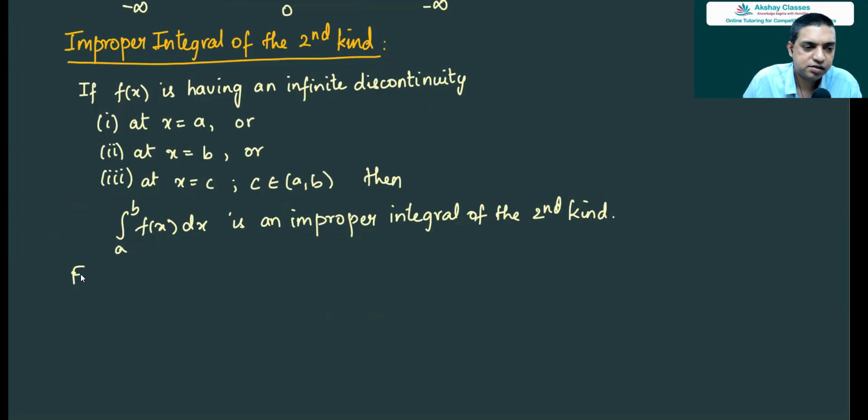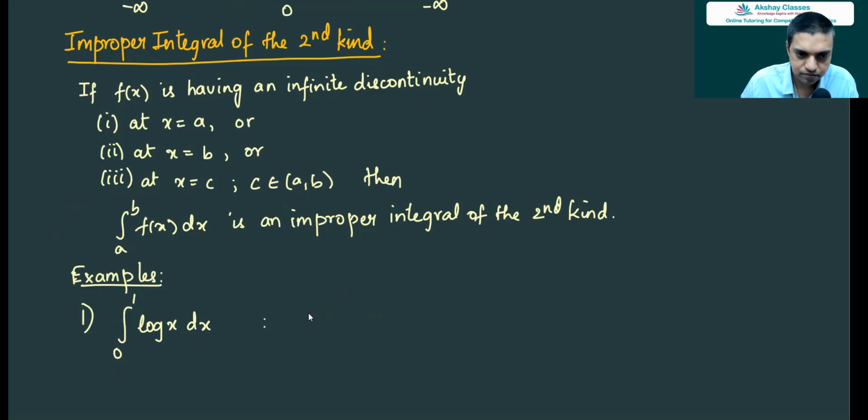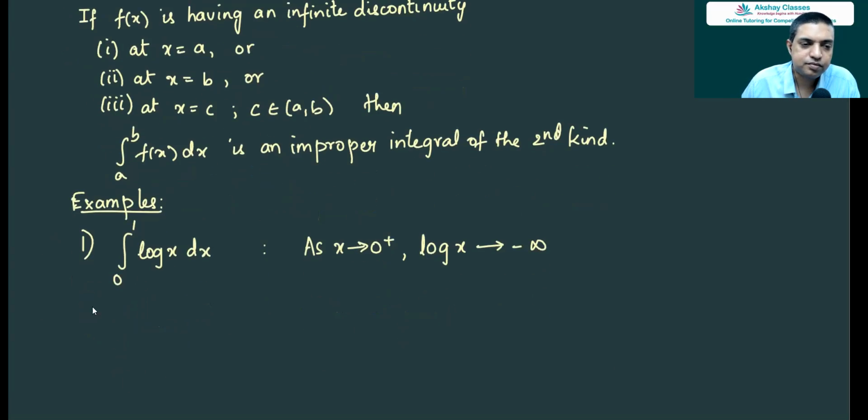So examples. The first example is the one which we have solved so many times in our discussion. Integral 0 to 1 log x dx. Why is this improper? As x tends to 0 plus, log x tends to minus infinity. So at x equal to 0, log x is not defined. So it is an improper integral.